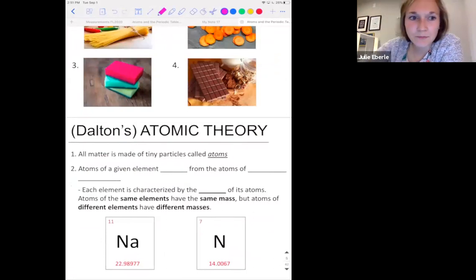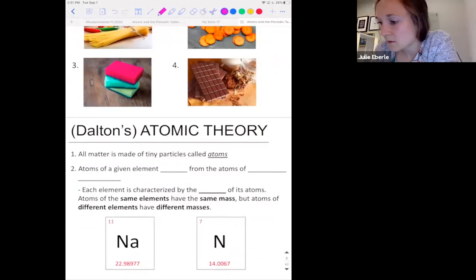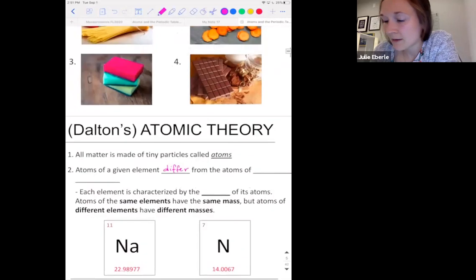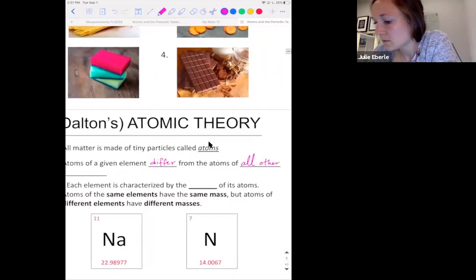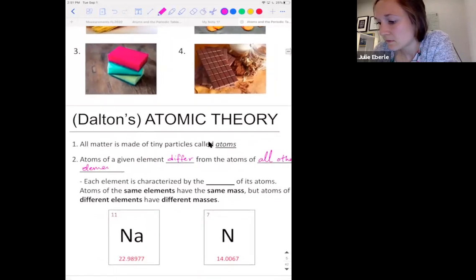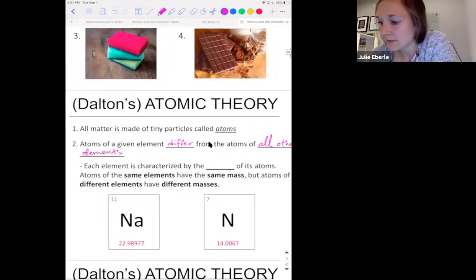close up. Number 2 is that atoms of one element are different from the atoms of all other elements. Okay, so each element is characterized by the mass of its atom, how much it weighs. And we're going to talk about what portions of the atom contribute to its mass. But essentially what you need to know is atoms of the same elements have the same mass.